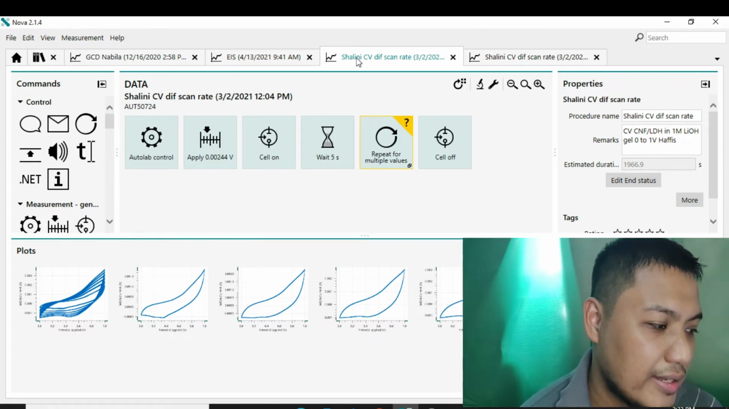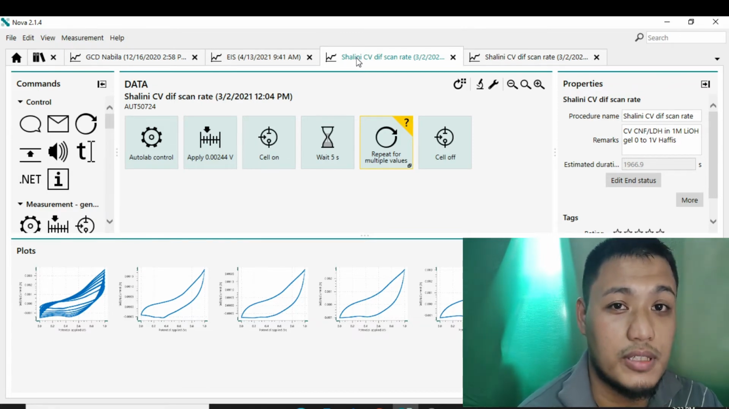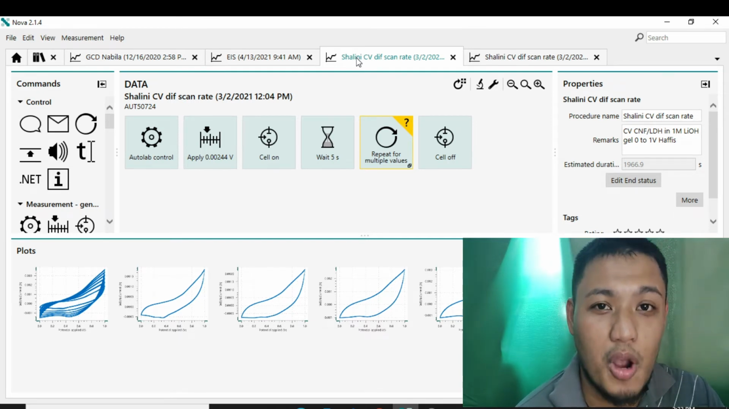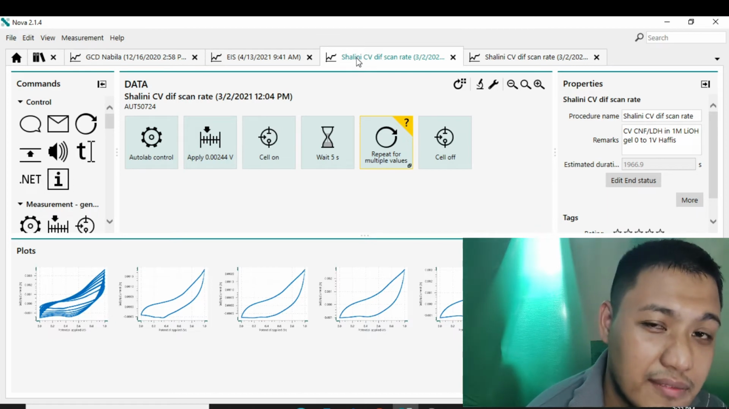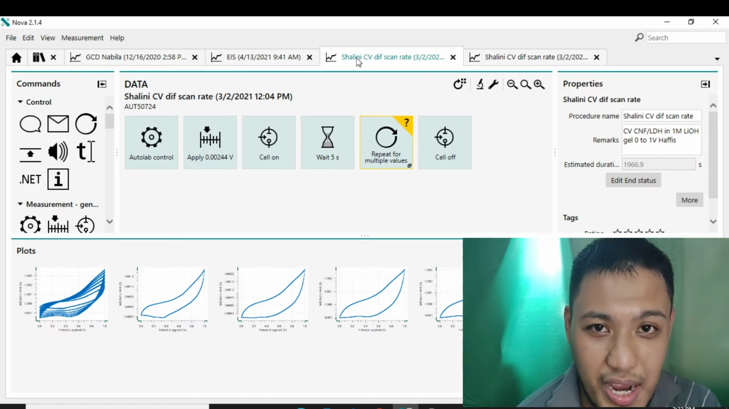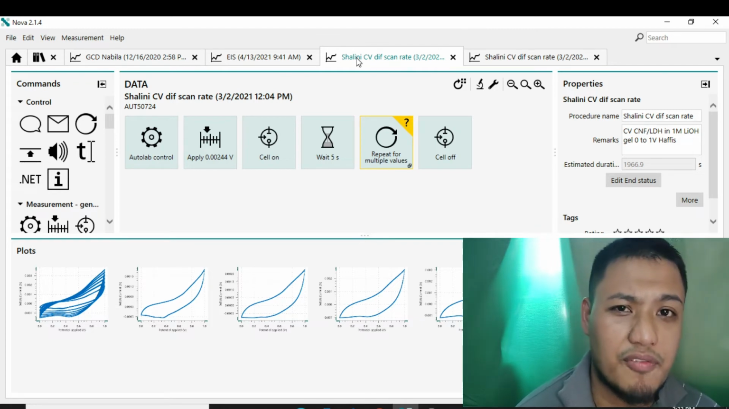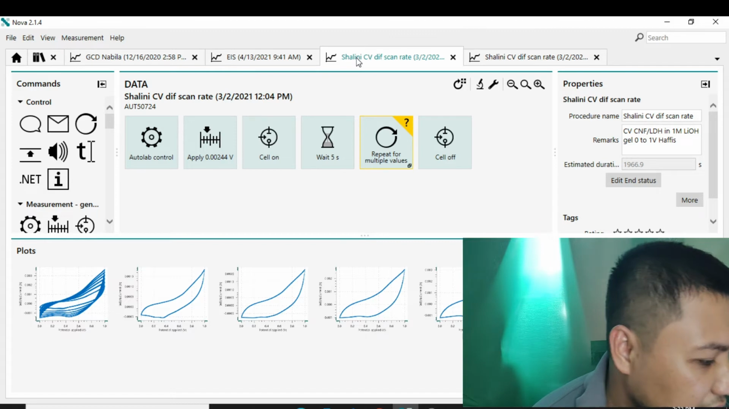But normally at different scan rates, you can also observe a trend. At low scan rate, the capacitance will be high compared to high scan rate, because at high scan rate, the electrolyte ions don't have enough time to travel to all active sites of the material, because you scan it very fast.